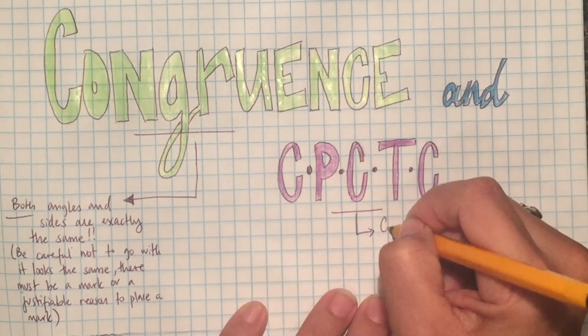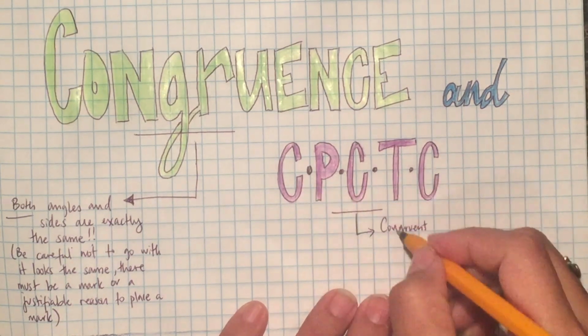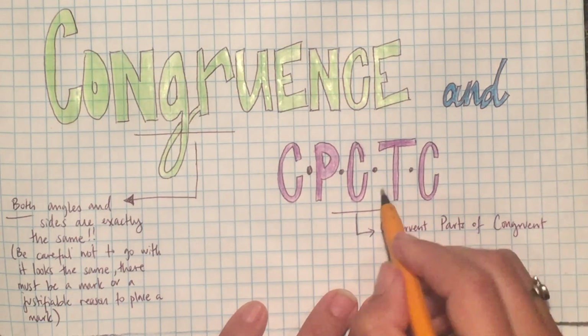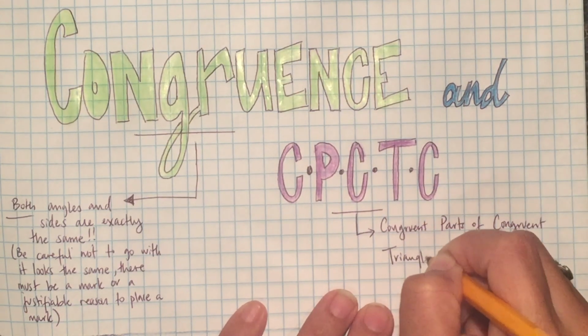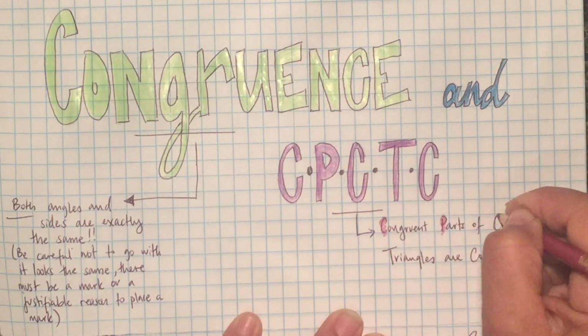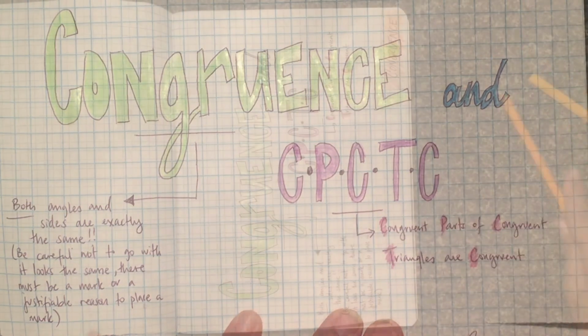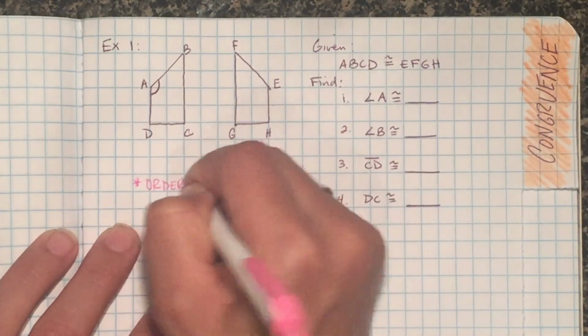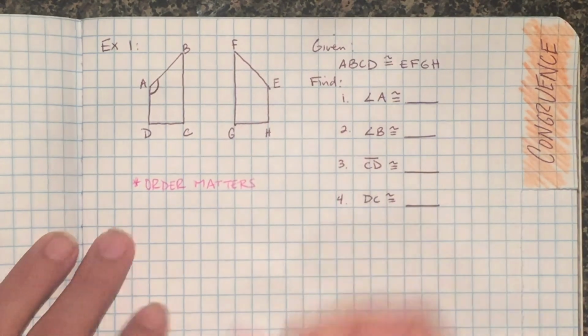When we get to proofs, we're also going to look at CPCTC, and all that means is congruent parts of congruent triangles are congruent. And that CPCTC comes from the first letter of each of those words. As you can see, it's spelled CPCTC. Alright, so pause the video and copy that down. This is a listening check.